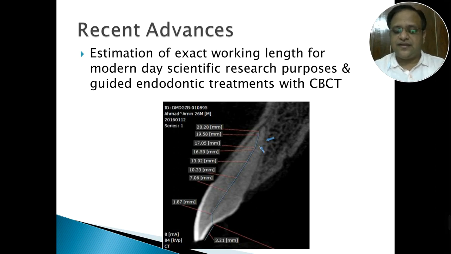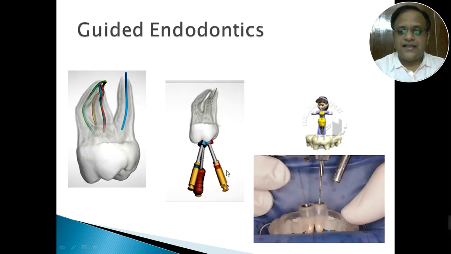So as you can see in this image that I have shown, 2.28 is the exact working length that is anticipated when the CBCT image was taken for this particular case. So why is such accuracy required? Why do you need to have such accuracy?